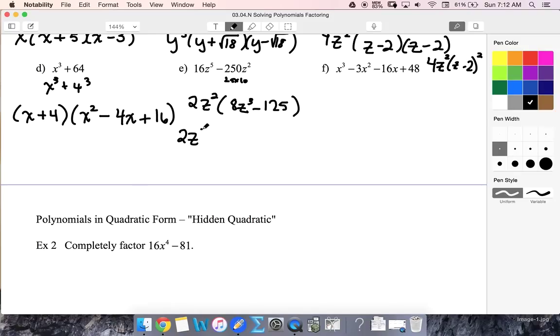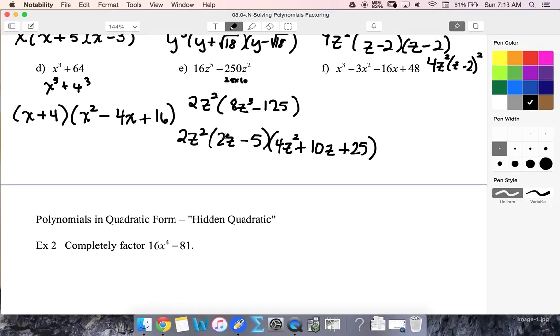So 2z squared, 2z minus, I keep the same sign, 4. Oh, goodness. I'm thinking already of my next step. So 2z minus 5, keep the same sign, square this, 4z squared, change the sign, find the product, 10z, and now square this last one.